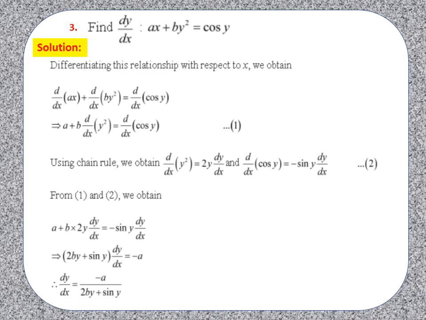Moving to question 3. Find dy upon dx such that ax plus by square is equal to cos y. Now here it is very difficult to find the value of y.